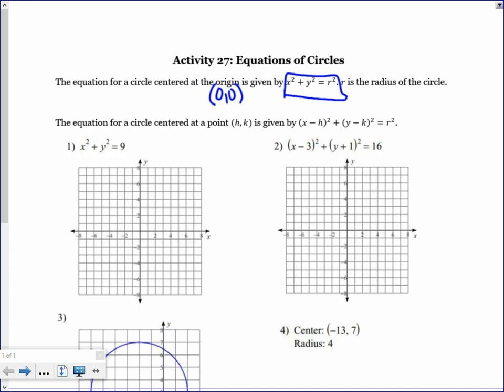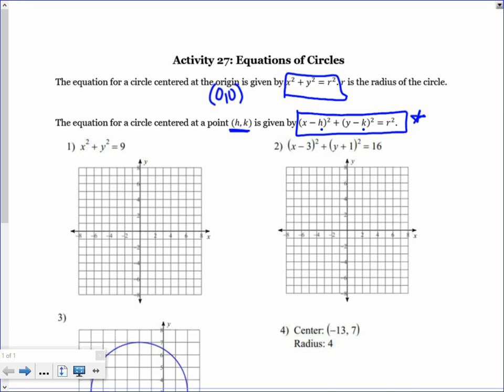If it is not centered at the origin, if it's centered at some point (h, k), then the equation is given by (x minus h) squared plus (y minus k) squared equals r squared. If you have it at the origin, you can still use this equation where your h and your k would be 0. x minus 0 is just x, and so it comes back to this first one.